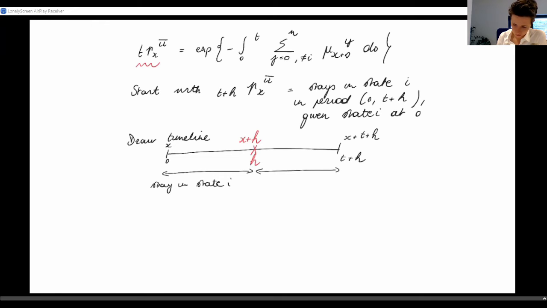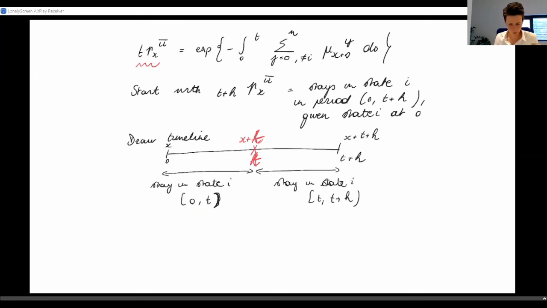In the interval from 0 to, sorry, I'm going to switch to notation t here. That's how it was meant to be. So this should be a t. And I'm going to focus on the sub-event where I'm staying in state I between 0 and t. And then I'm going to look at staying in state I from t to t plus h. So let's make this an interval like this.